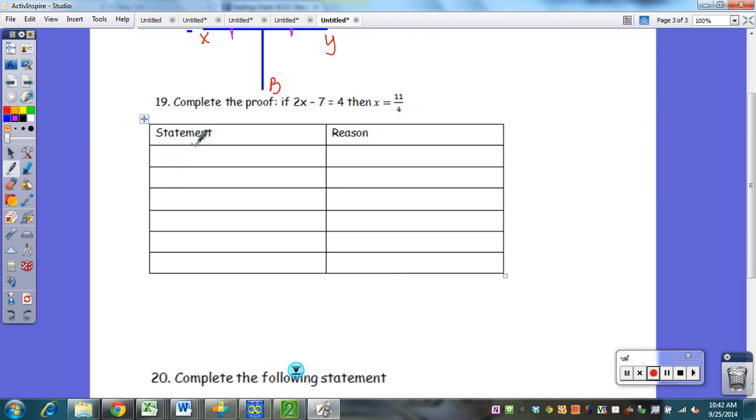We start off, and again I told you today in class that this is supposed to be a 2. So we start off first with the given statement, 2x minus 7 equals 4. That is given to us. All right, so we'll add the 7 to both sides. So 2x equals 11 by the addition property of equality. All right, so therefore x equals 11 over 2 by the division property of equality.